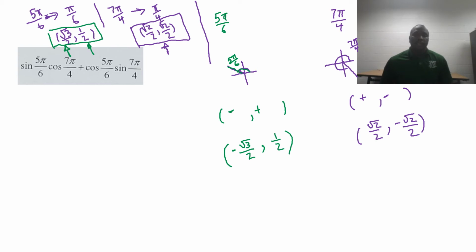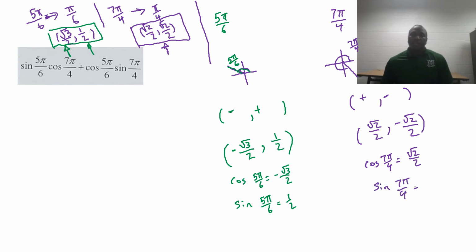So what does that mean? It means that the cosine of 5 pi over 6 is negative radical 3 over 2. The sine of 5 pi over 6 is 1/2. Also, the cosine of 7 pi over 4 is radical 2 over 2, and the sine of 7 pi over 4 is negative radical 2 over 2.